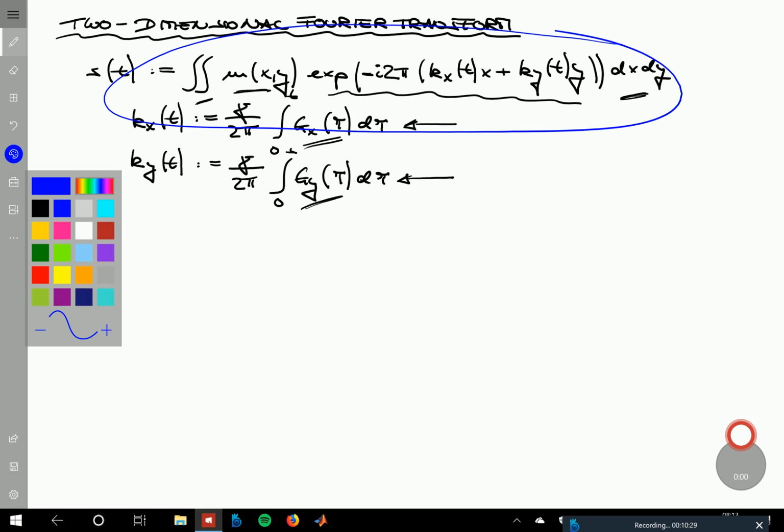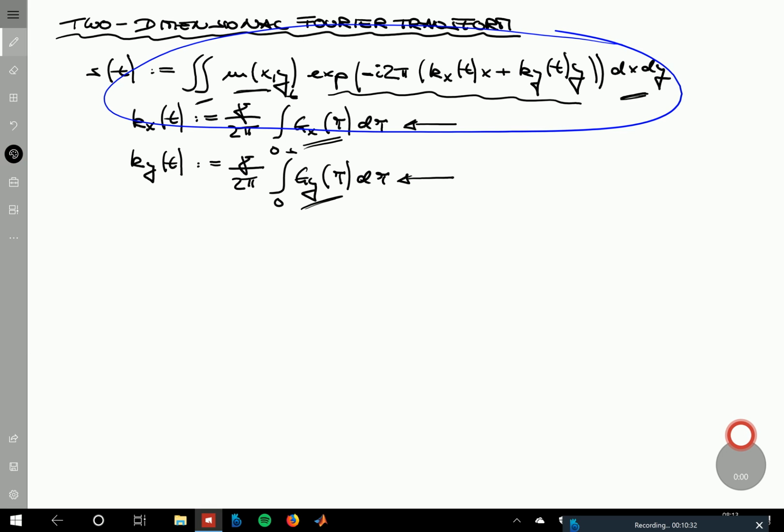Does anyone remember the Fourier transform, the normal, one-dimensional Fourier transform? So let's start with the Fourier transform. If we have a function, for example, do you remember how you compute the value of the Fourier transform for some frequency?